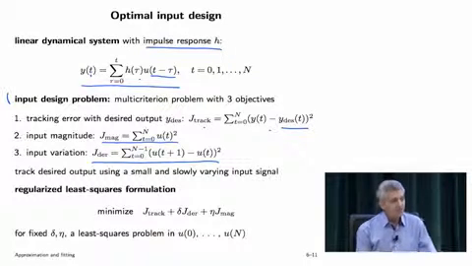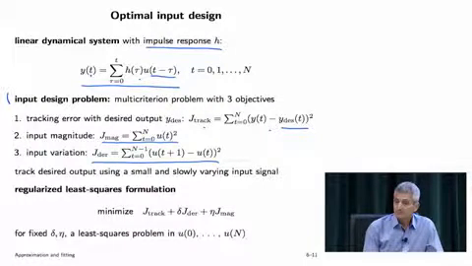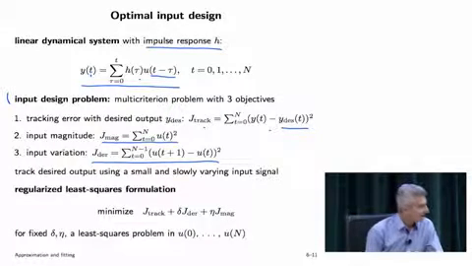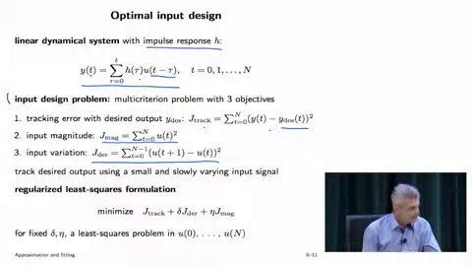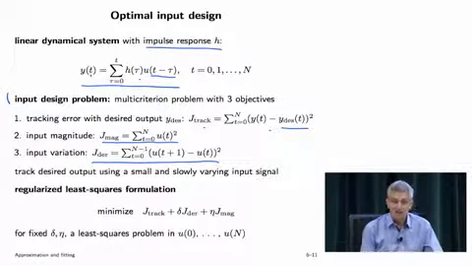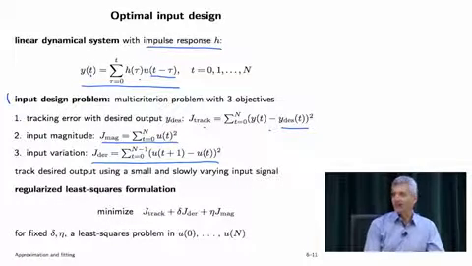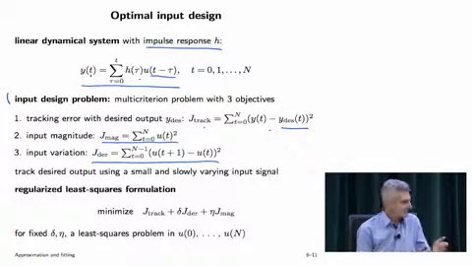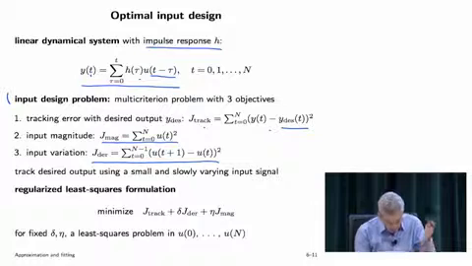And how about input variation? When would that be 0? Constant, exactly. So if you were to crank up the coefficient on input variation very high, you would expect to see inputs that were constant, while at the same time they're attempting to track, and things like that. And you could go on and on.